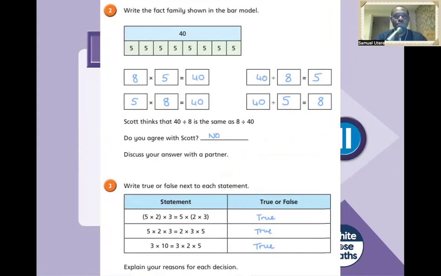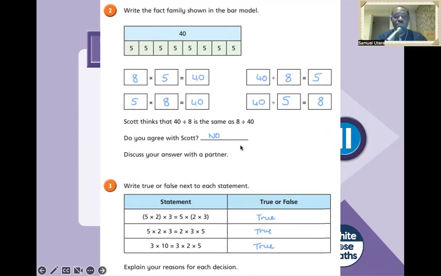All right, assuming you've paused the video, here are the answers. So here we're asked, write the fact family shown in the bar model. By now you should know how to write fact families. Yeah, different calculations that you can pull out from the bar model or that you can deduce from the bar model. So here, Scott thinks that 40 divided by 8 is the same as 8 divided by 40.